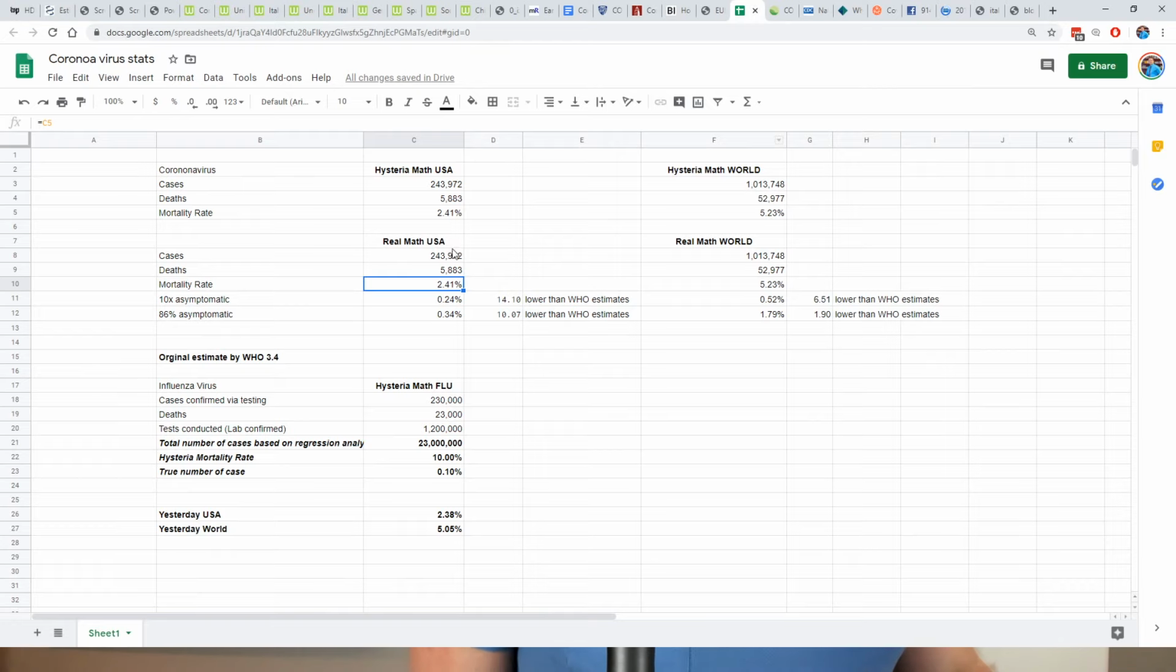But in general, you do 243,000 cases, 5,883 deaths. That's a 2.41%. Move the decimal place once to the left. That's a 10x asymptomatic rate. Now you're at 0.24%. 86%, which is like that study says, is 0.34. Again, this is 14 and 10 times less than the original World Health Organization assessment.